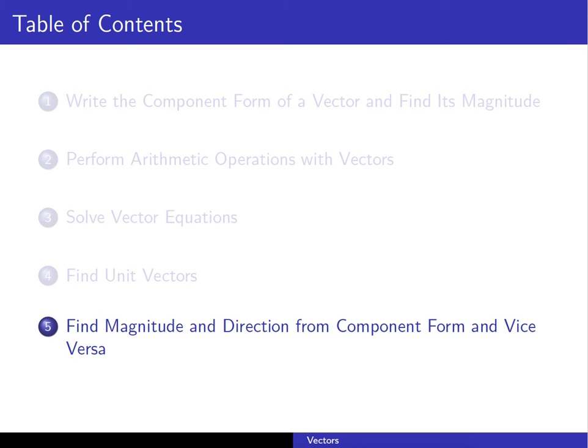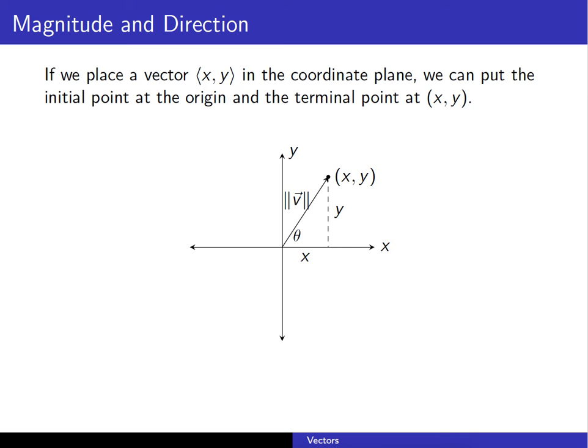Alright, in this video we'll take a look at finding the magnitude and direction angle from component form and vice versa, finding component form from magnitude and direction angle. So if we place a vector in the coordinate plane, we can put the initial point at the origin as we saw and the terminal point at the same coordinates as the horizontal and vertical components of our vector.